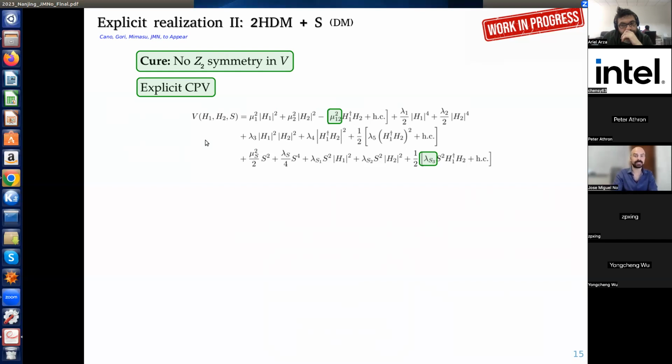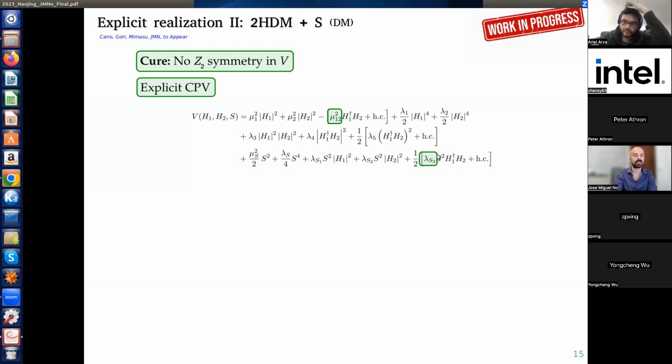Of course, this means that now CP violation will be explicit, because if I want to have a transient CP violating period, I also need, say, if this term is real, this term has to be purely imaginary or complex. And this will induce CP violation immediately, as in an explicit manner.